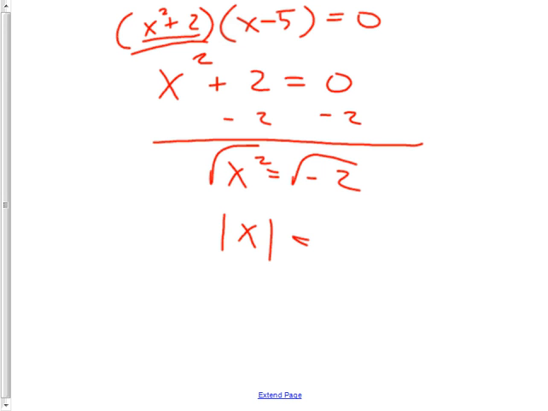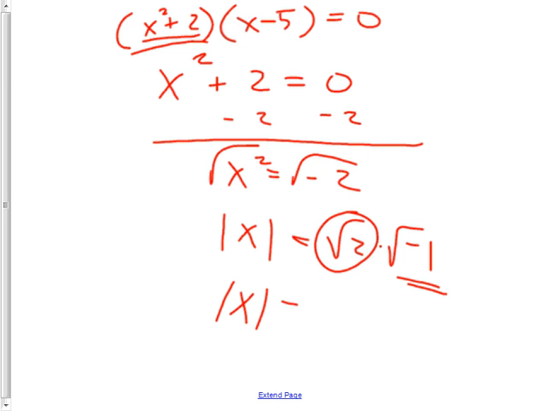And this one doesn't just break down to 2i. It's the square root of 2 and the square root of negative 1. That's technically what you're doing. This part doesn't work out nice, so you have to leave it there. This part works out nice. It's i. So you'd have absolute value of x equals i root 2. And then am I done? Nope. One more thing, which is what? Plus and minus. So x equals plus and minus i root 2. That's how you find imaginary solutions.